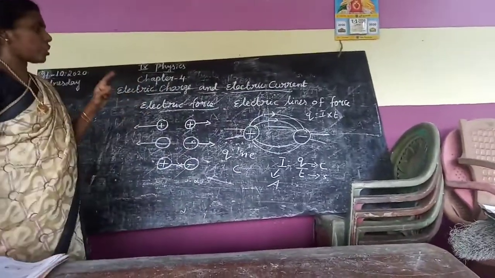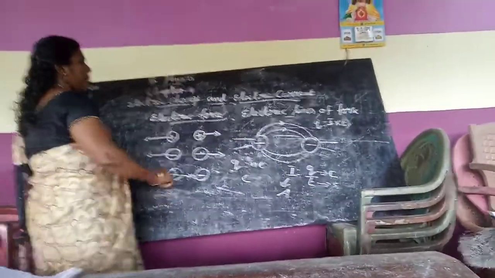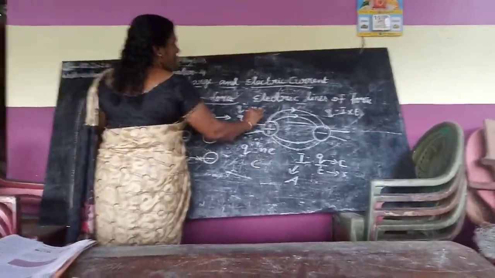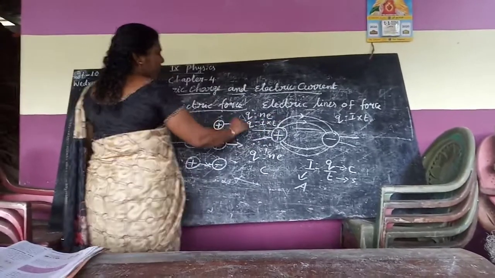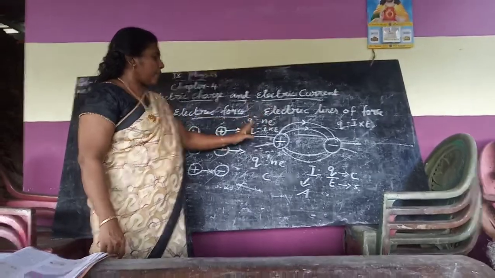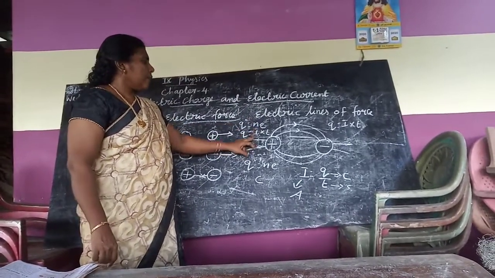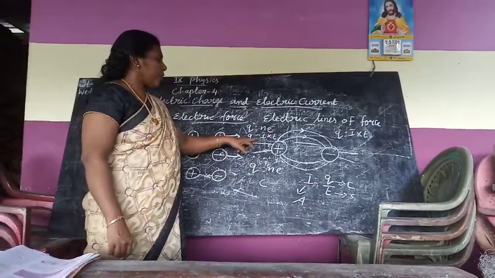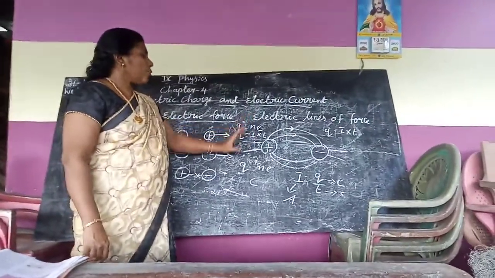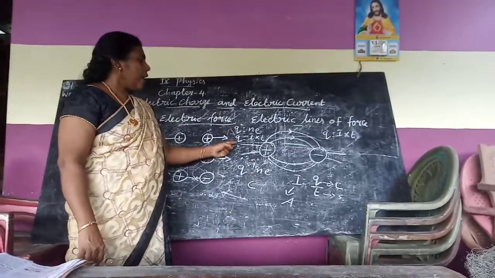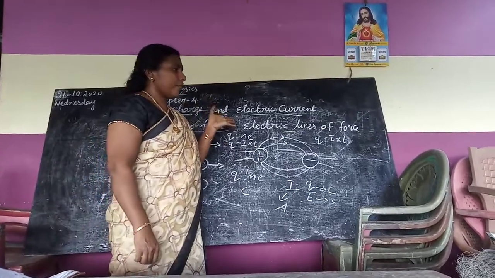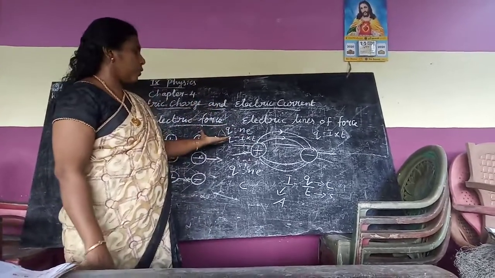So two formulas for charge we have learned. What are the formulas? Q equal to Ne, Q equal to I into T. When the number of electrons is given in a problem, you have to use this one, and when current and time are given, you have to use Q equal to I into T. So there are two formulas in total, Q equal to Ne and Q equal to I into T. Whichever is given in the question, we use that one.